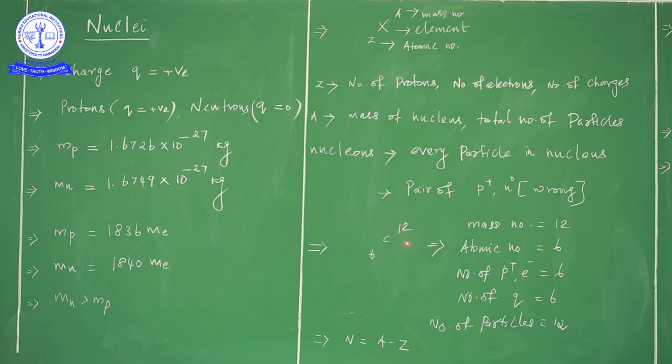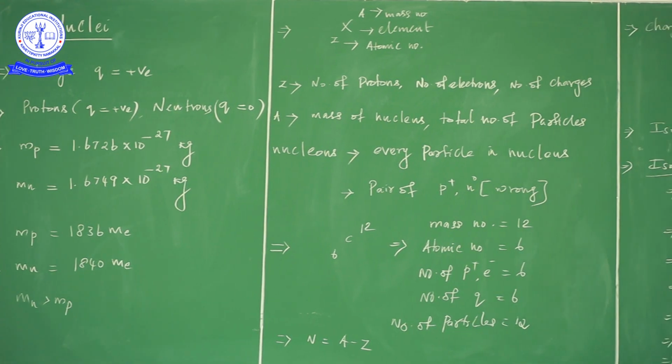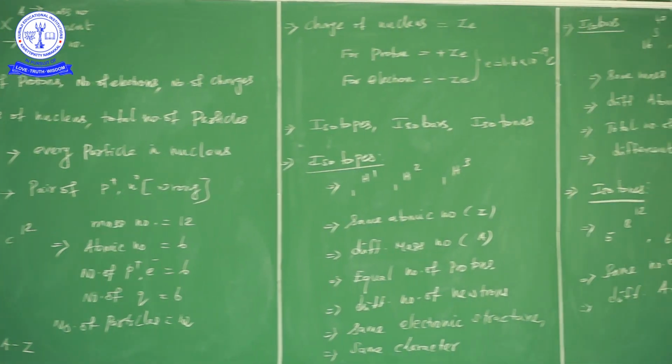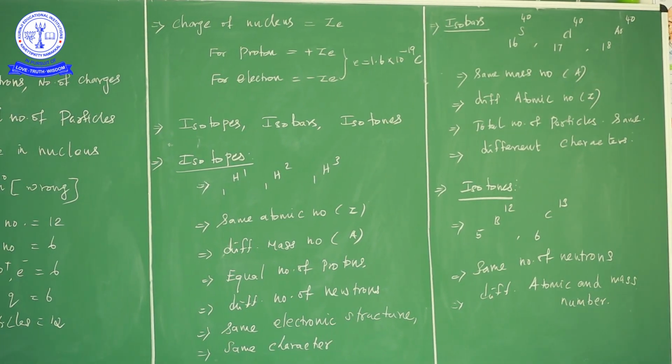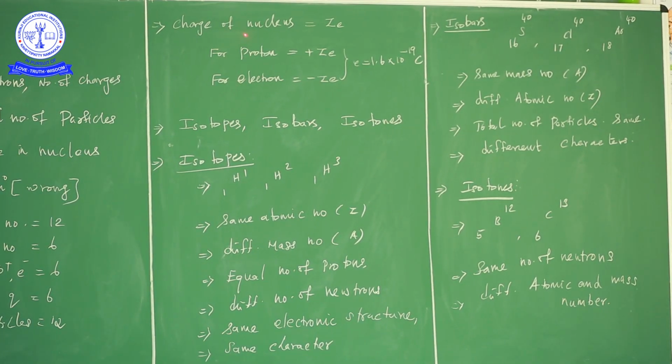In the same way, in that carbon atom we are having 12 particles. So the total number of particles also indicates the total number of nucleons. Then we are going to calculate the charge of the nucleus. So what is the charge of the nucleus? We already know the charge of the nucleus is positive.